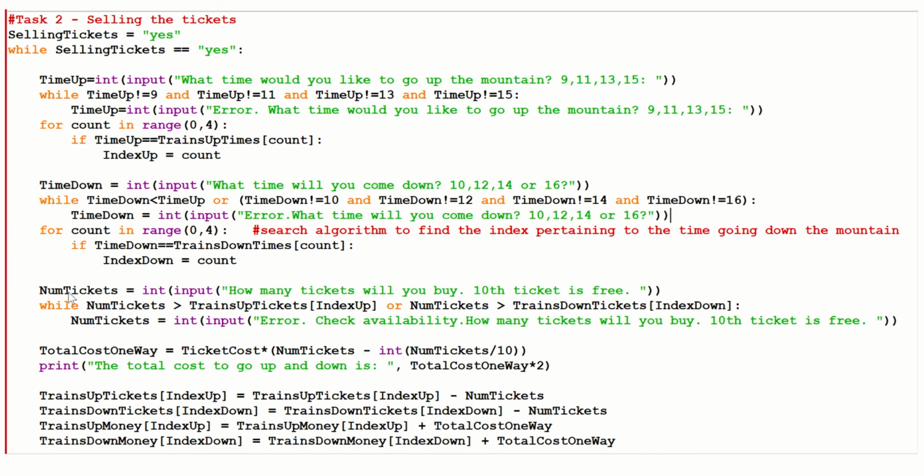Now we move on to num tickets equals integer input, how many tickets will you buy, the 10th is free. While num tickets is more than train up tickets, num tickets as in the integer we input, obviously it has to be a whole number, it cannot be 1.1 tickets, it has to be either 1, 2, or something like that. So while num tickets is more than the train tickets available at that specific position in the array, which is index up, or num tickets is more than the available number of tickets in the array position of index down, which was 3, then we'll go over here as we skip here.